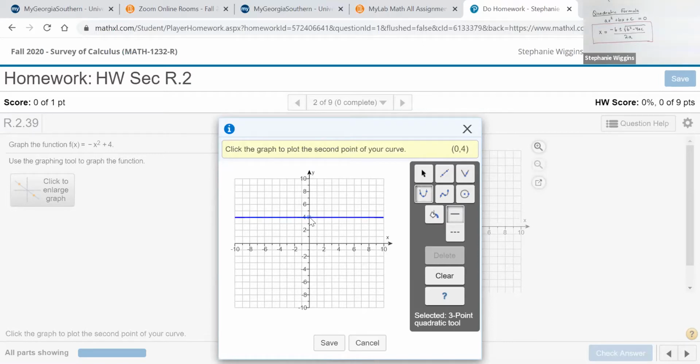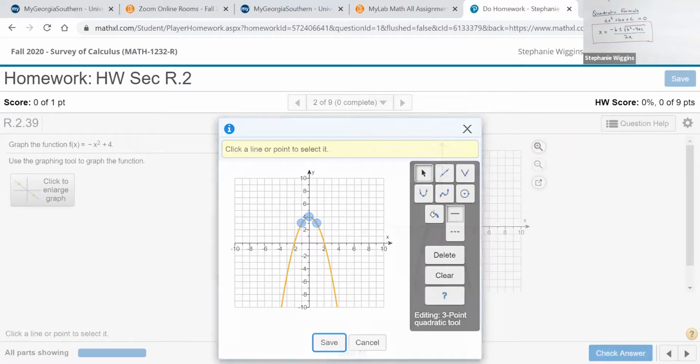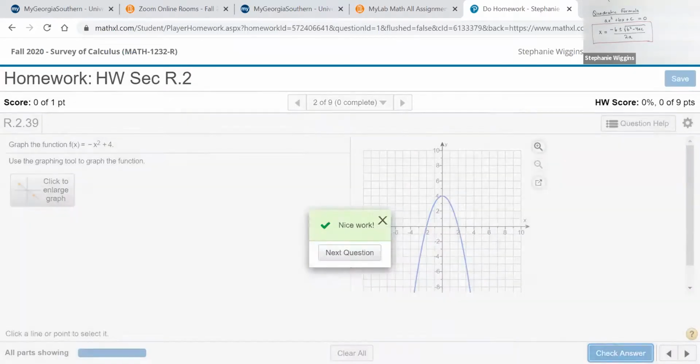And then you've got to find the next point. So if you plug in 1, you're going to have -1 plus 4, that's going to be 3. So you're going to take another point, and then you plug in -1. There you go. There's your graph. Then you click Save, and then check. And that's how you do these graphing utilities.